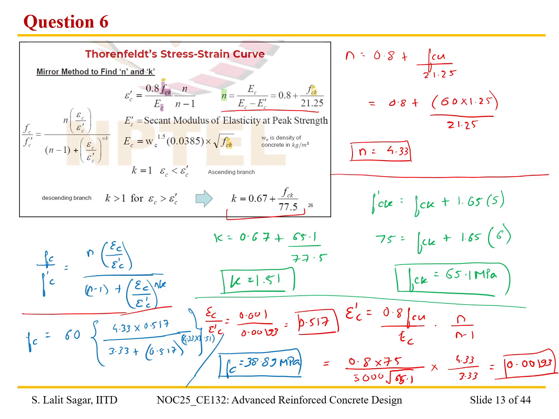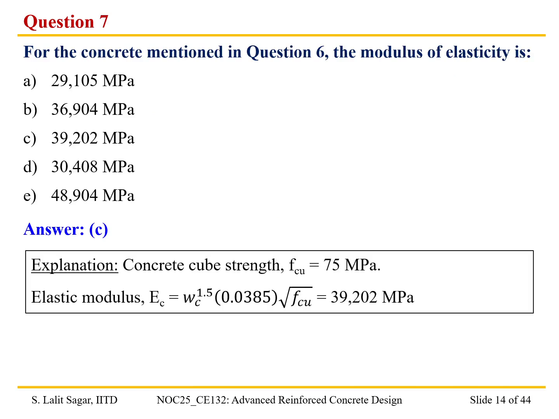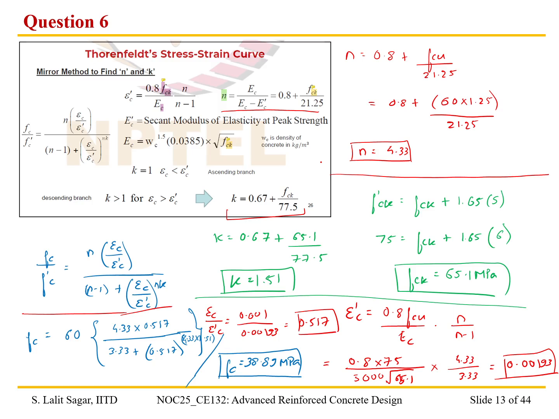I'm going to just go ahead with the answer. We have used this particular equation from the previous slide. From the previous slide, modulus of elasticity is WC, where WC is the density of concrete in kg per meter cube, power 1.5, into 0.0385 into square root of FCU. Again, I request you to make the correction.